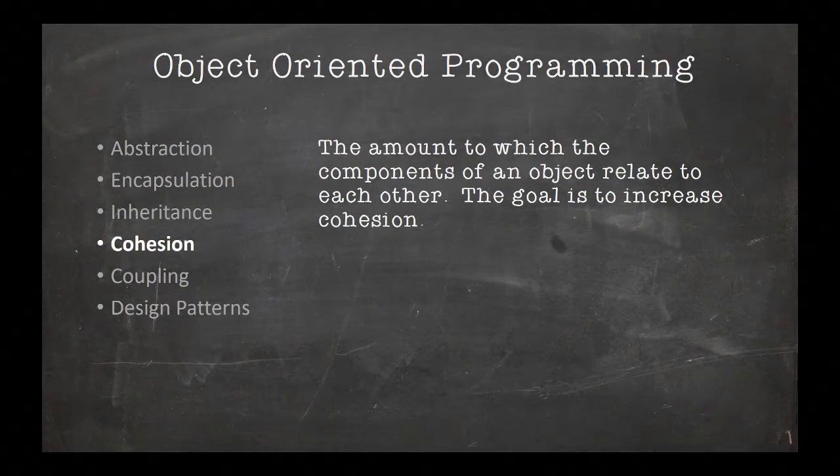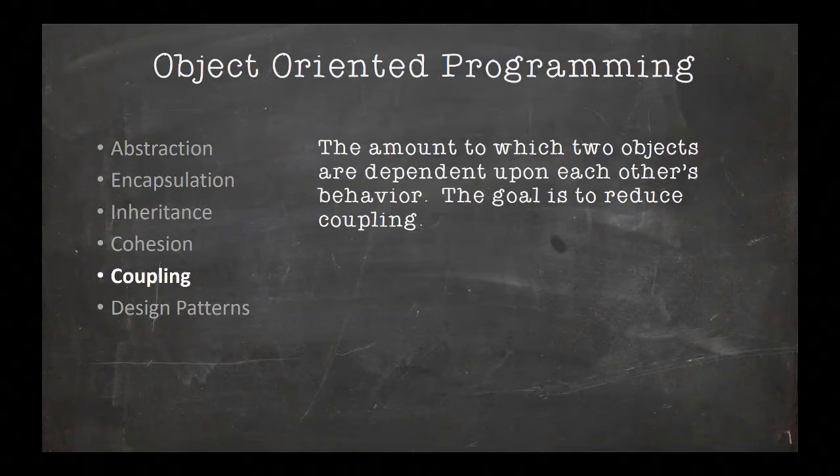Now, on the opposite end of cohesion is coupling. And when we speak about coupling, we're talking about how much two objects or two classes are dependent on each other's methods or each other's behavior. And the goal is to reduce coupling. So you want a high cohesion within a class and minimal coupling between classes. Now, of course, because the program is meant to do something, there is going to be coupling. The classes are going to interact. And you want to design your classes in such a way as to minimize the interaction between them while maximizing the interaction within them.